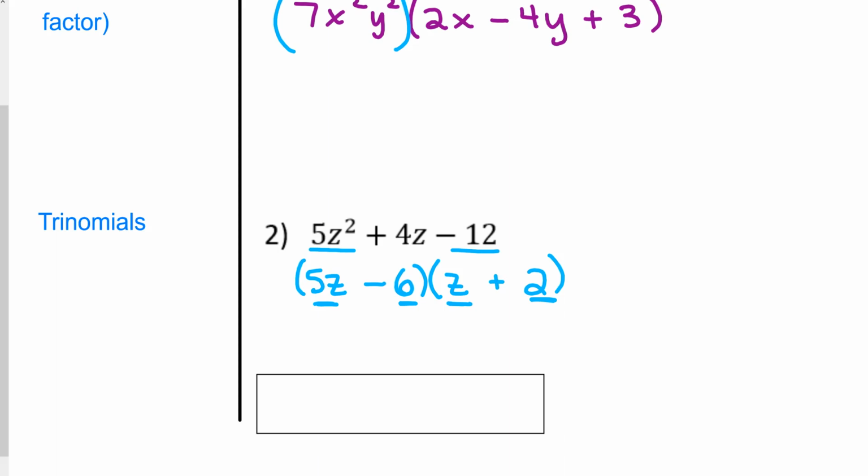Now let's look at what we get when we multiply the outsides together. That gives us 10z. And when we multiply the insides together, that gives us negative 6z. And notice that those add to 4z, and that's what we needed in the middle. So we have our factors, 5z minus 6 times z plus 2.